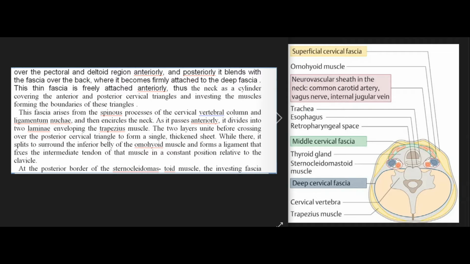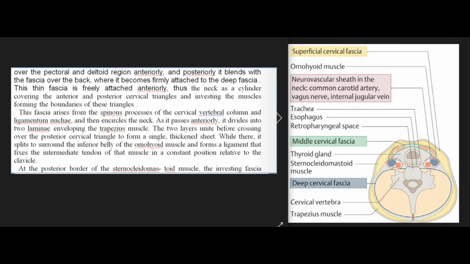This thin fascia is freely attached anteriorly, and thus surrounds the neck as a cylinder covering the anterior and posterior cervical triangles and investing the muscles forming the boundaries of these triangles. This fascia arises from the spinous processes of the cervical vertebral column and ligamentum nuchae, and then encircles the neck.